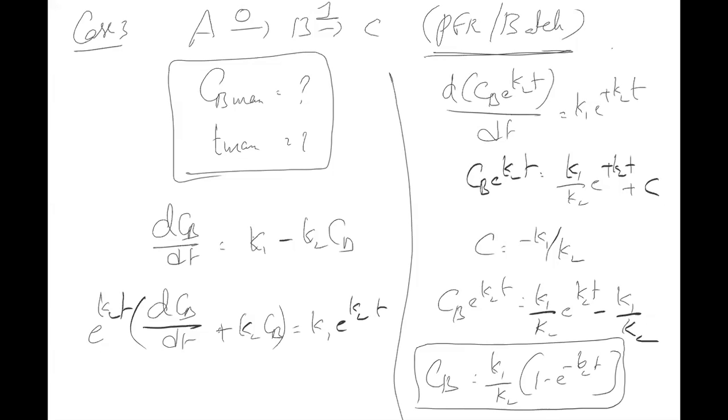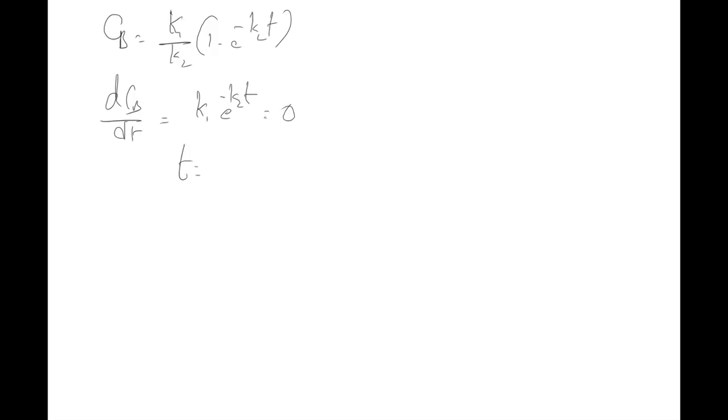So now, if we do CB equal to K1 by K2 into 1 minus e power minus K2t, and then do dCB by dt, then K1 into 0, e power K2t minus K2t, which is equal to 0, gives t equal to infinity. So this cannot be right, this is wrong.